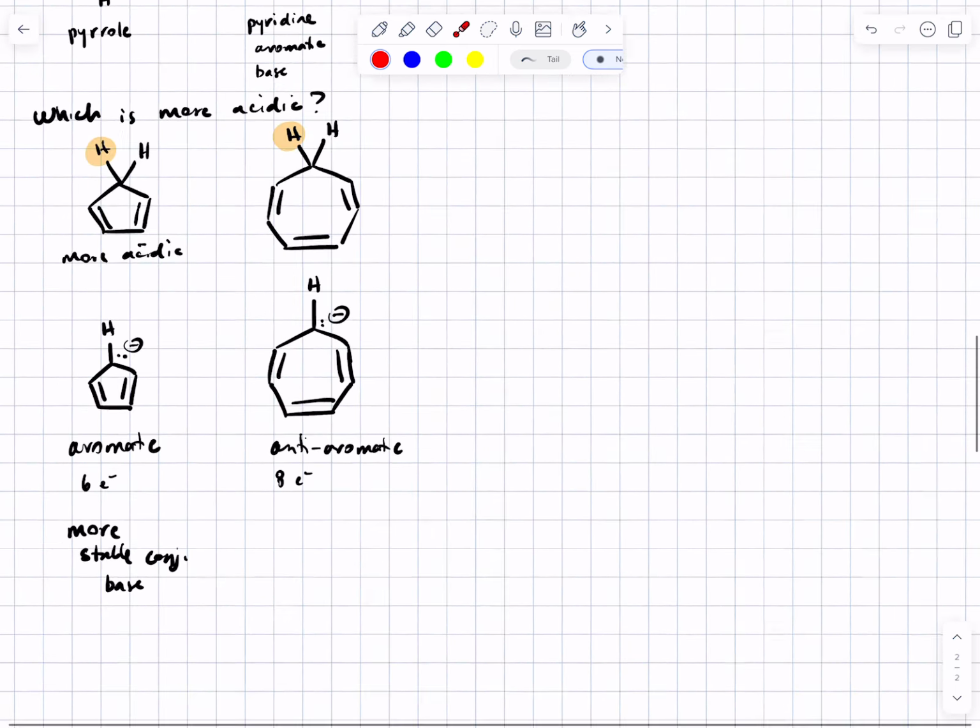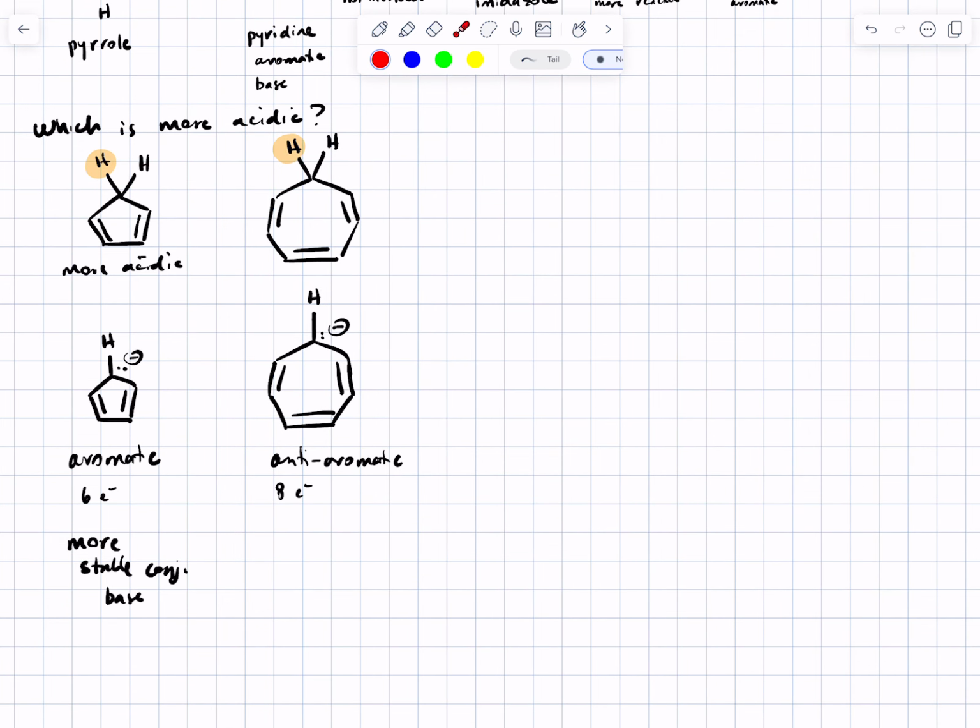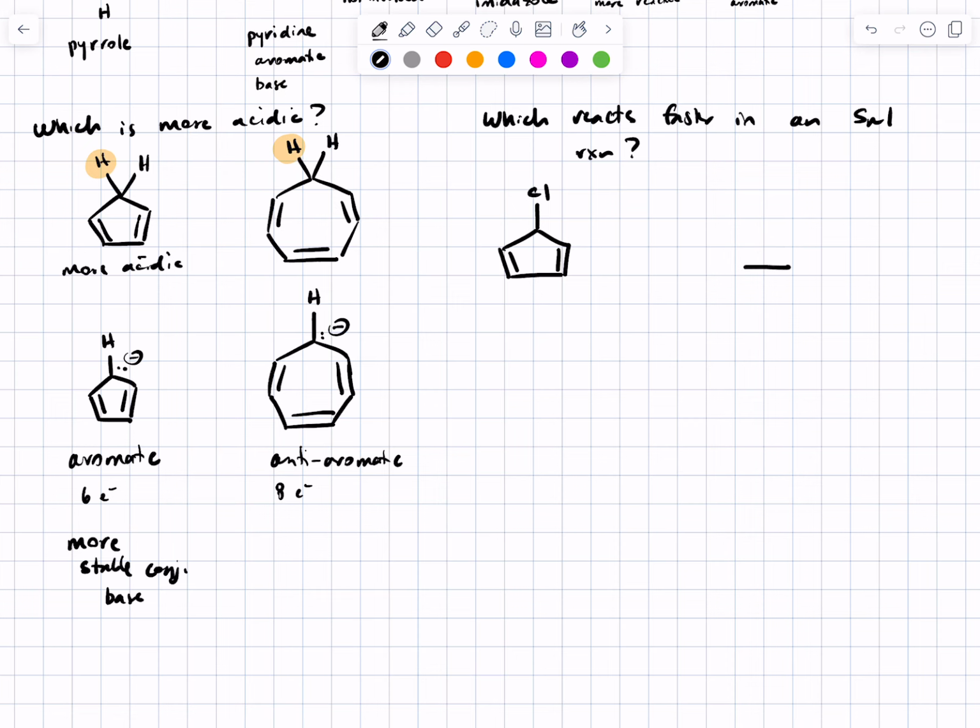We can also ask this question in kind of an interesting way. Which reacts faster in an SN1 reaction? I feel like maybe I'm giving away exam questions at this point, but what the heck? Whoa, suddenly people went to reach for pens. That was kind of fun.